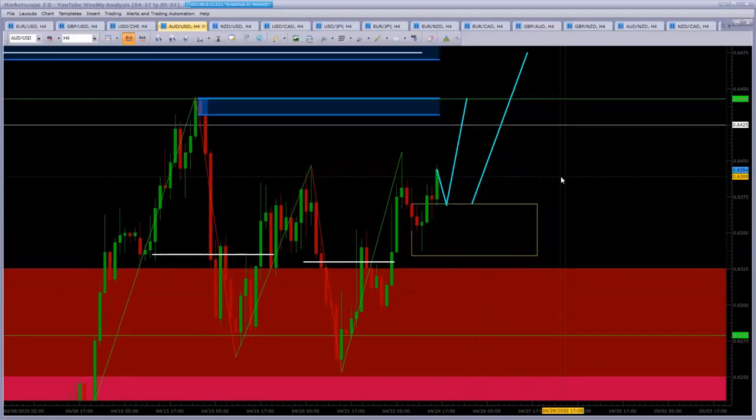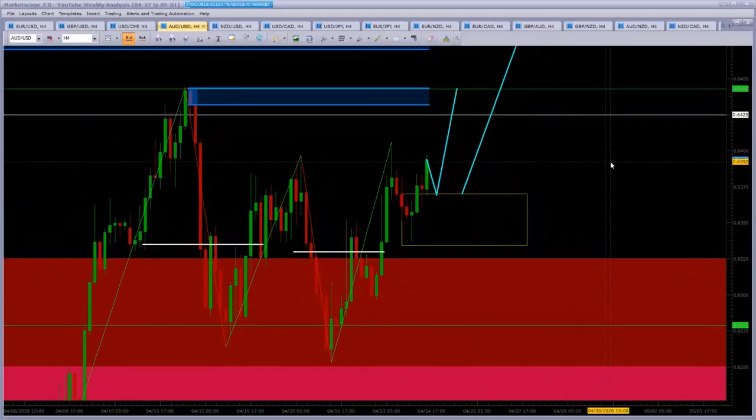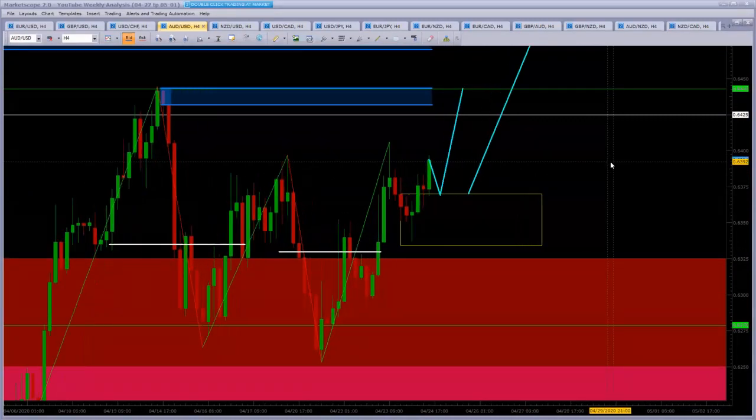So these are just levels to be aware of coming up for this week. Once again, I strongly suggest you look at the dollar index. That's just how I trade, guys.